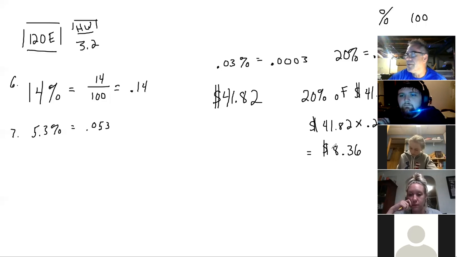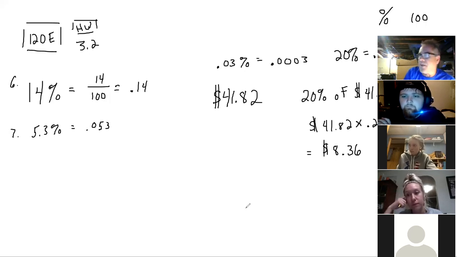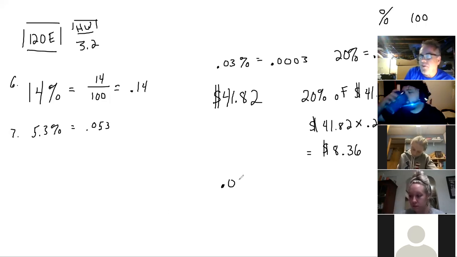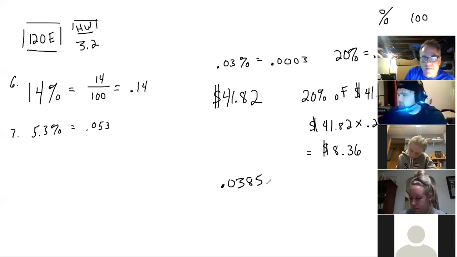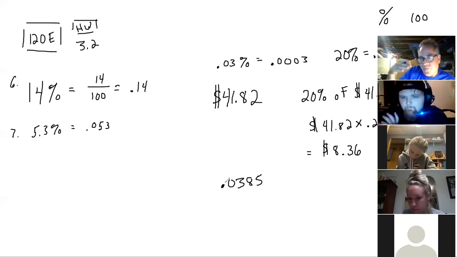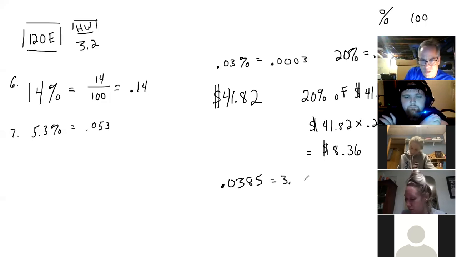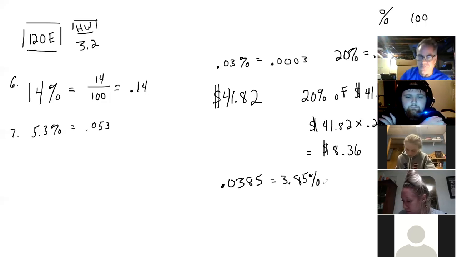All right, let me see if we got anything else in here. Now, this is going the other direction. I'm looking at number 9 on this homework. If I had 0.0385 and I wanted to convert that, this is going from decimal to percentage. So if you're going from decimal form to percentage, move 2 places to the right, which in this case would be 3.85%. Excuse me, percent.